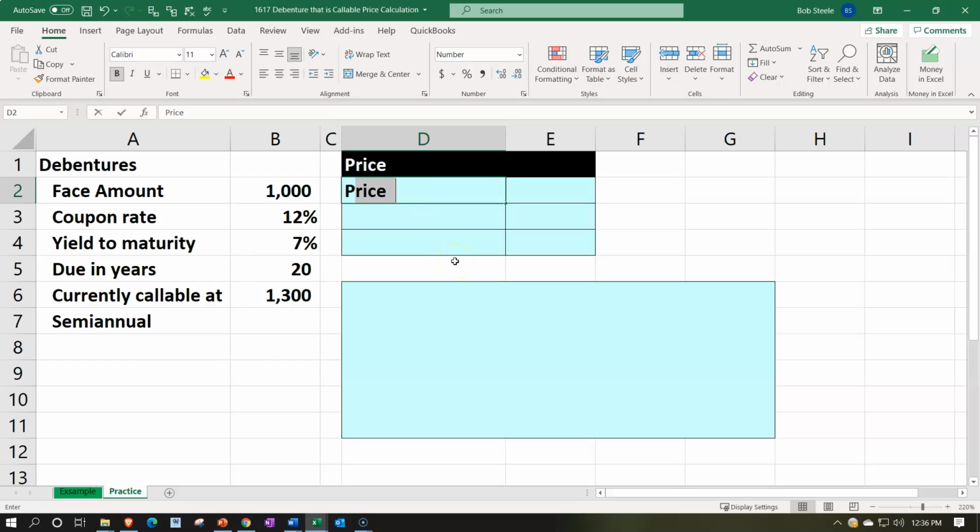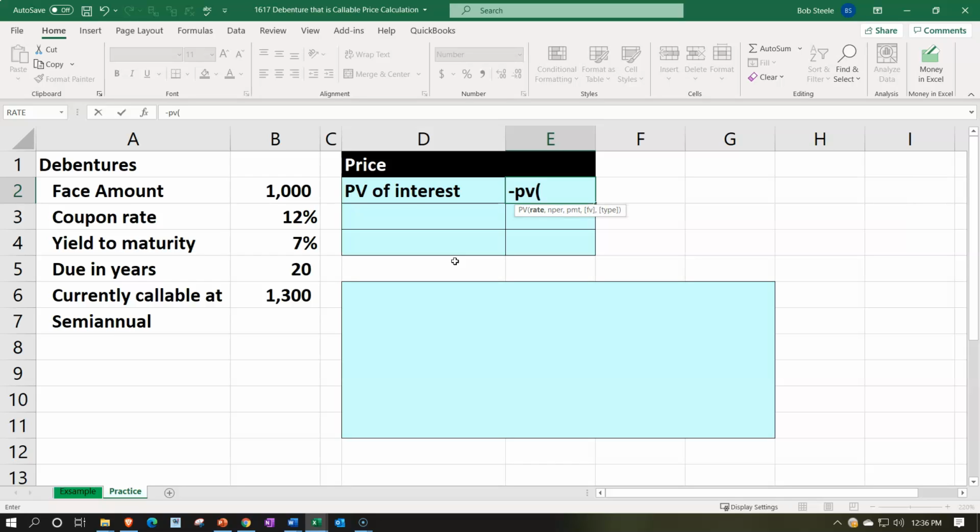So let's do our calculations. Present value of interest calculation, annuity formula, negative present value, shift 9. The rate is going to be the market rate, the yield to maturity, but that's for a year. So I'm going to divide it by 2 because we're doing the semi-annual thing. And then comma, number of periods. The number of periods would be 20 years, but we're not talking years. We're talking 6-month time periods. So we're going to multiply it times 2 for 40 periods of 6 months.